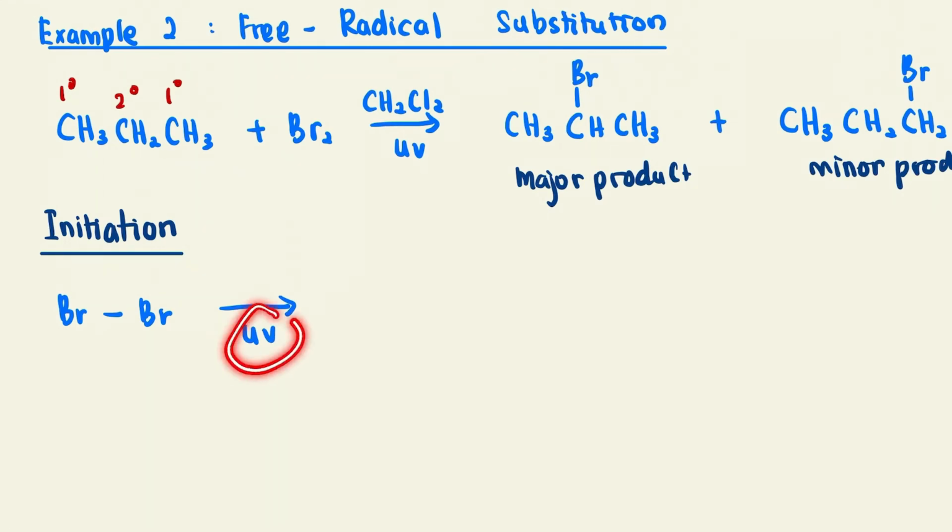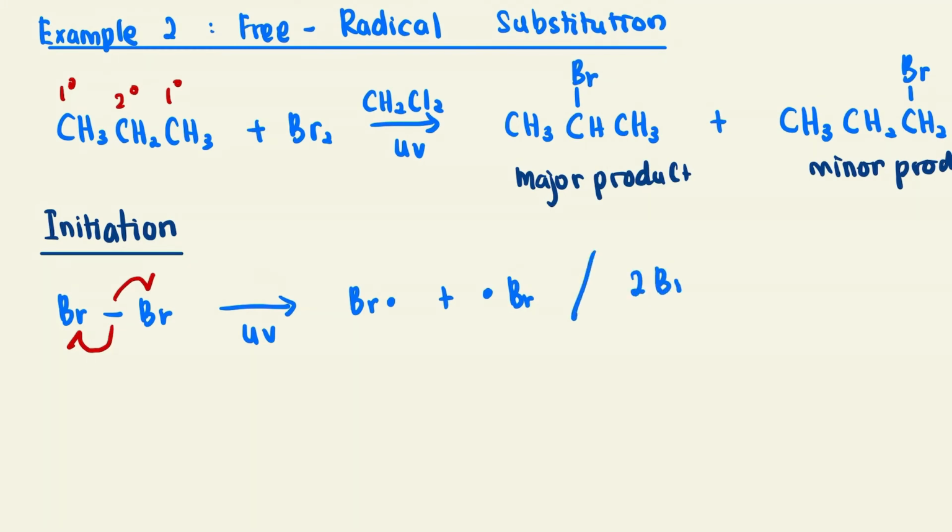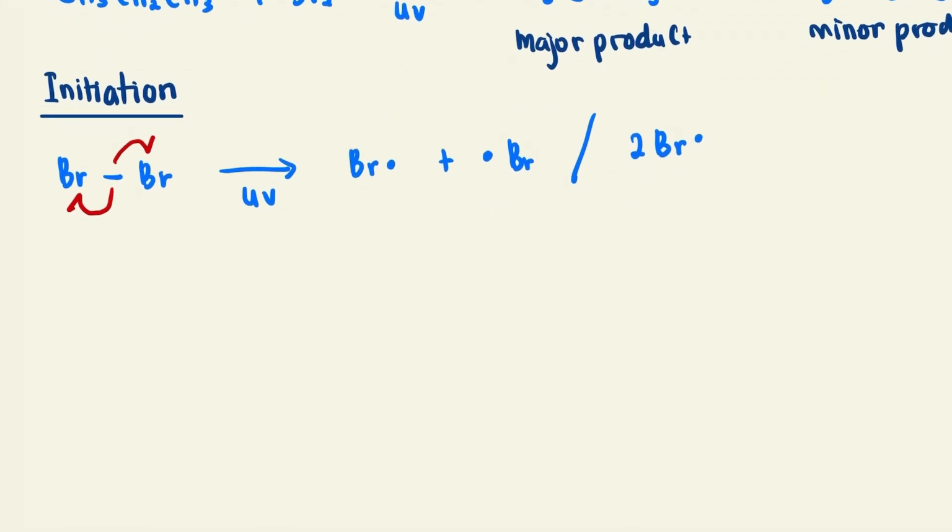This UV functions to provide energy for homolytic cleavage. Since Br and Br have the same electronegativity, it will naturally undergo homolytic cleavage. One of the electrons is given to one Br, and the other Br also gets an electron. Or as I said, you can just write it as 2Br radical like this. Alright, so that settles the initiation step.